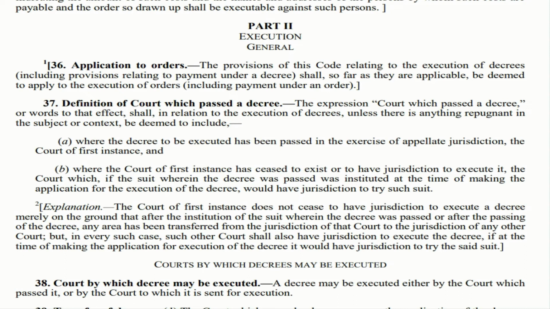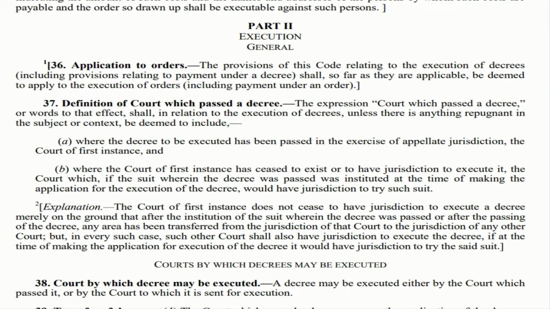Let us move to part 2, execution general. Section 36, application to orders. That has been explained in section 36. Let us try to understand this in a very, very simple manner. A person is trying to execute a decree. Then the provisions of this code will also be applicable to execution of orders. Whether it is a decree or an order, this code will apply. As simple as that. Let us move to section 37.